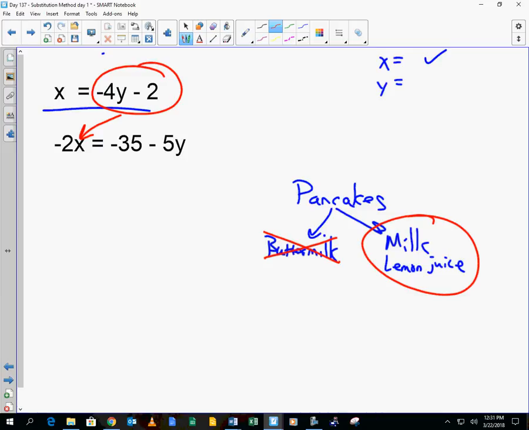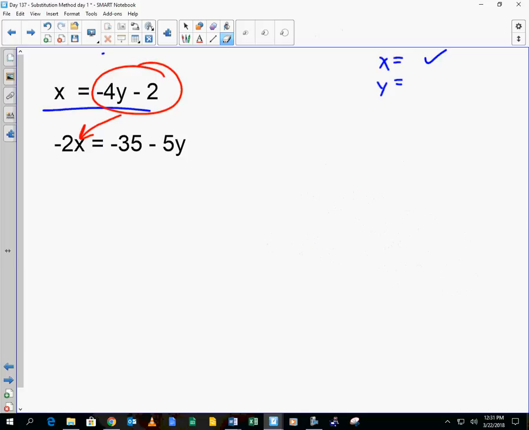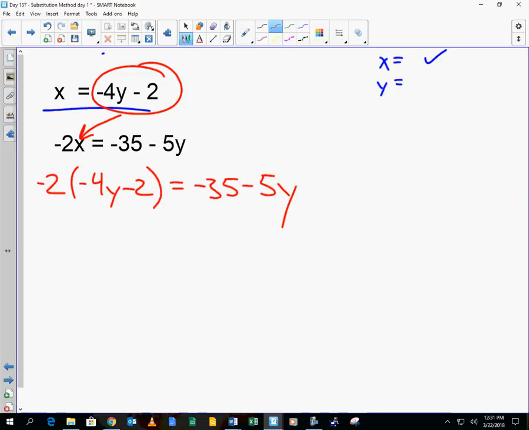So what is my equation? What does it read? We'll get rid of the pancakes and buttermilk. I've got what? Negative 2 times? And that's equal to... oh, that looks complicated. What do I do? How do I start this? Distributive property, very good. Negative 2 times negative 4y is 8y. Negative 2 times negative 2 is positive 4.